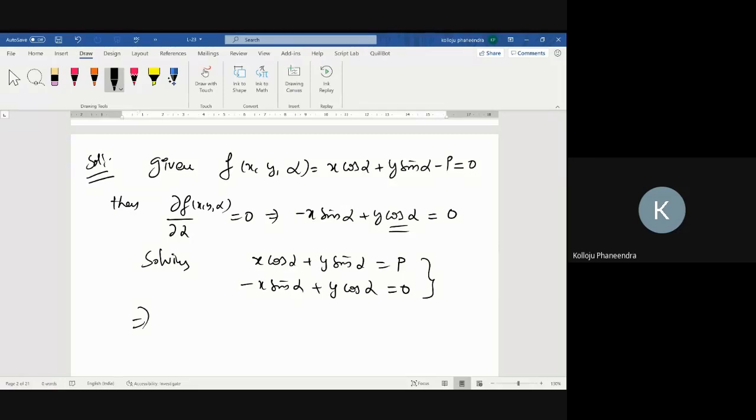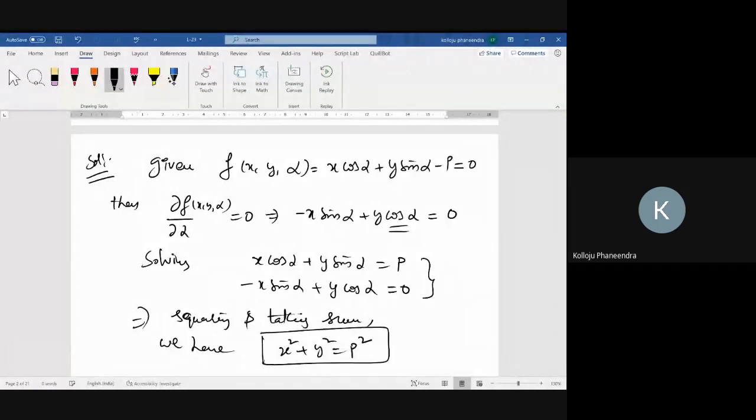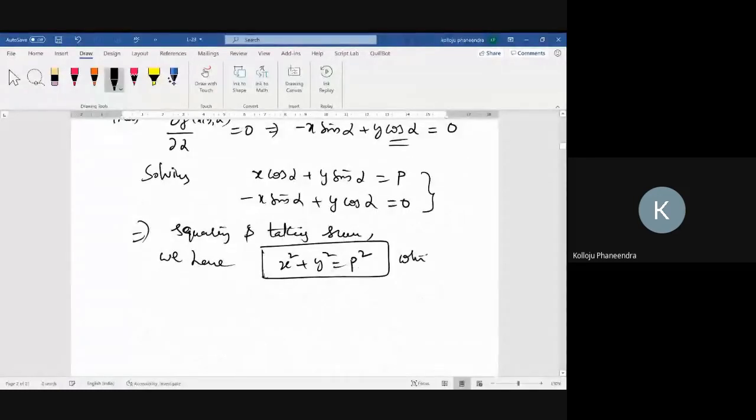Yes. X square plus y square is equal to p square, by squaring and summing. Squaring and taking summation, we have x square plus y square equal to p square. What is this? Circle. Which is the circle and is the equation of envelope.